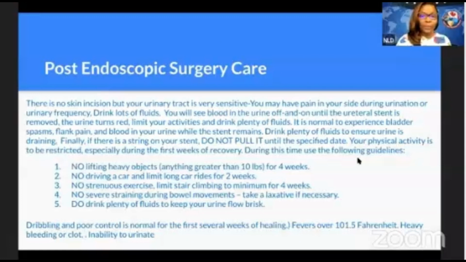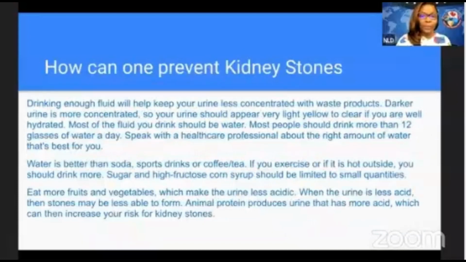So how can one prevent kidney stones? Drinking enough fluid will help keep your urine less concentrated with waste products. Darker urine is more concentrated, so your urine should appear very light yellow to clear if you're well hydrated. Most of the fluid you drink should be water, but not just plain water.